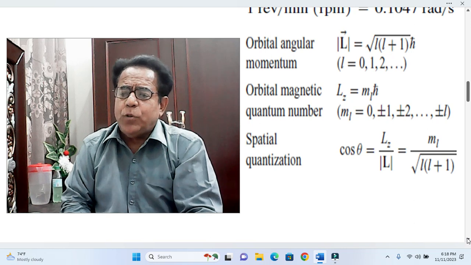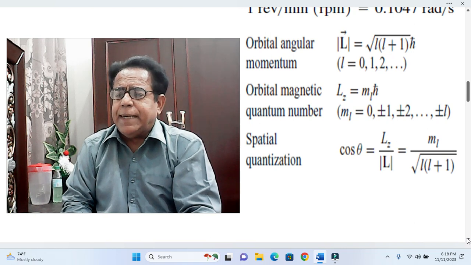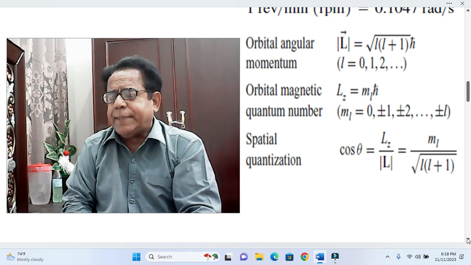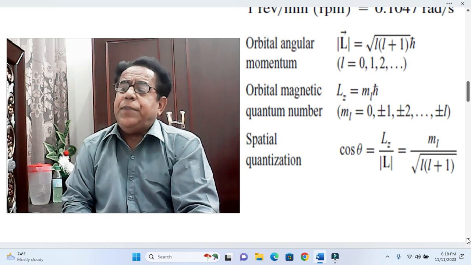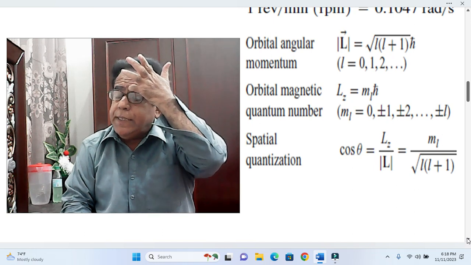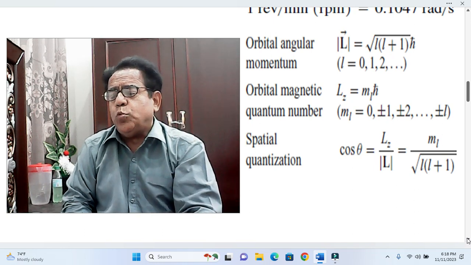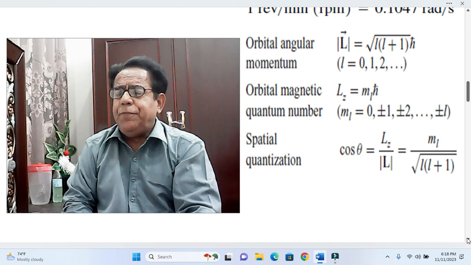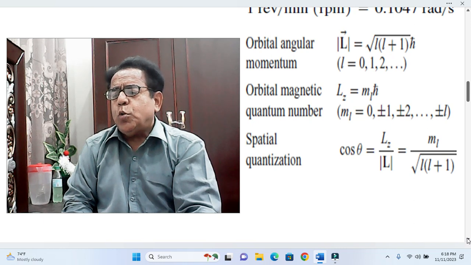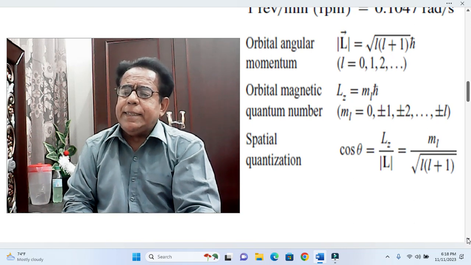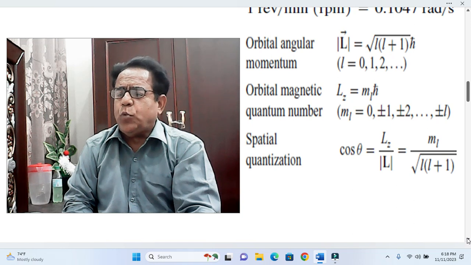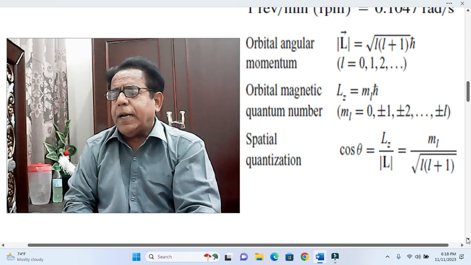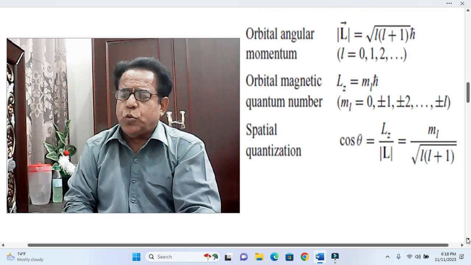Next is the orbital magnetic quantum number: Lz equals ml h bar, where h bar is Planck's constant divided by 2 pi. Here small l is written as a subscript of m, and the values of ml vary from 0 to plus minus 1, plus minus 2, and so on up to plus minus l. Next is the space quantization: cos theta equals Lz over the modulus of L, equal to ml over the square root of l into l plus 1.